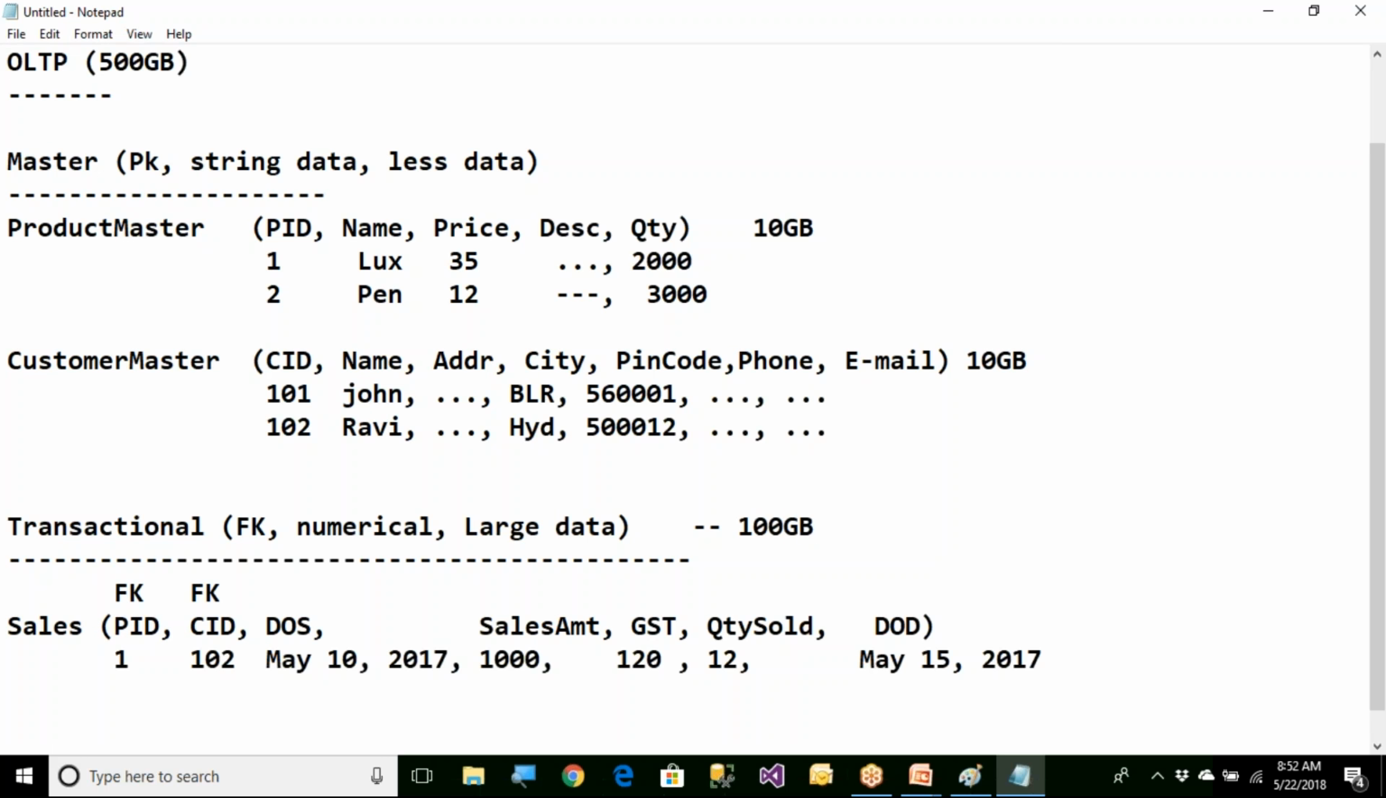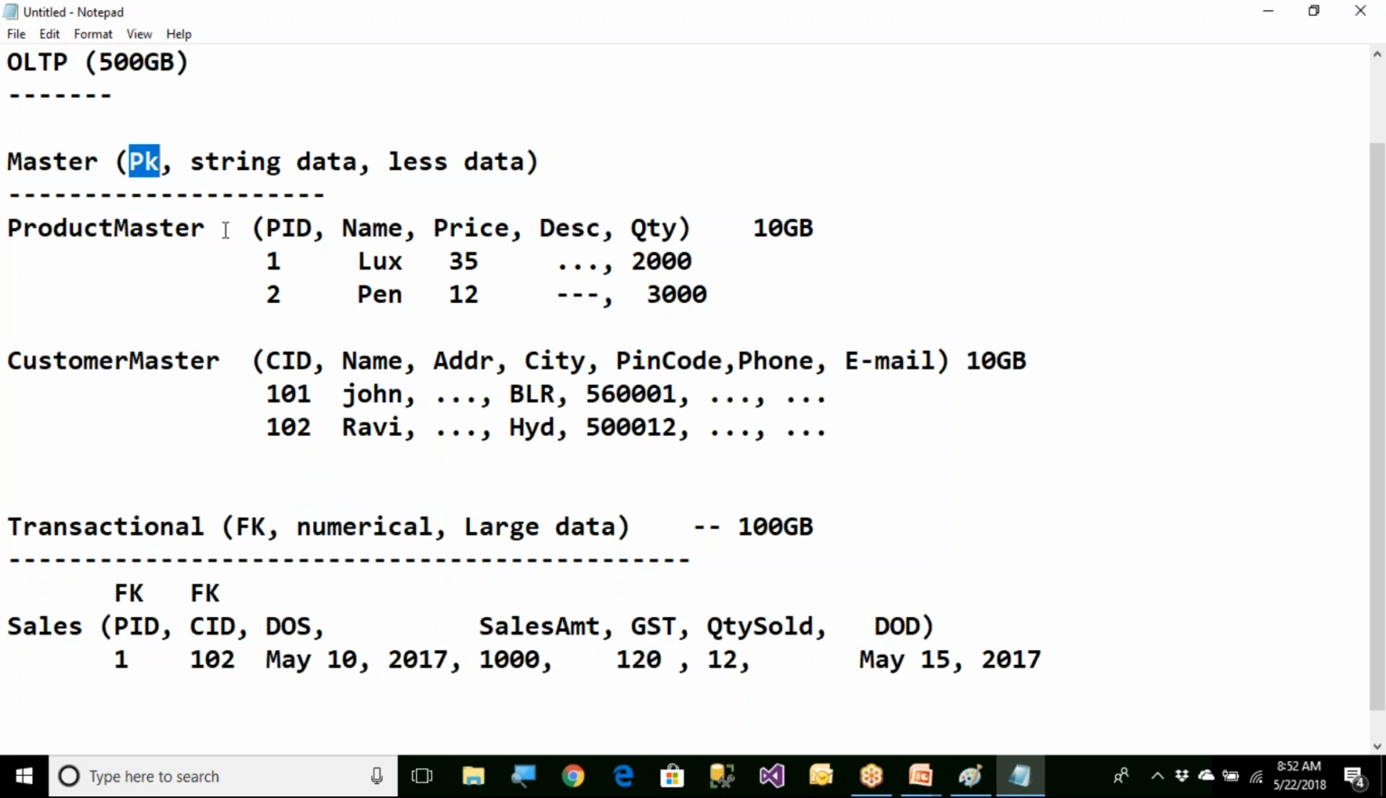You may have other tables also, I did not include them. If you compare the sizes, you may have a 10 GB table, or you may have a 5 GB table. When you compare the transactional data, it is 100 GB of data. You may be getting 13 million, 14 million, 15 million, 20 million records per month into this table. So when you compare the sizes, the master tables have less data compared to transactional tables, and you have more string data in master tables, and here you'll have more numerical data.